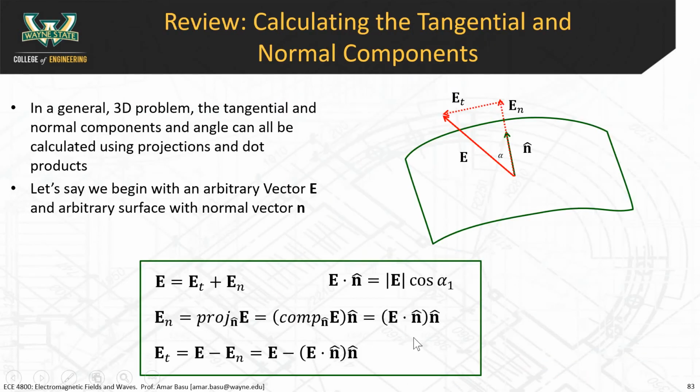I'm just putting this slide up here. I have this in the notes, so that's just a review of how you calculate the tangential and normal components. We won't spend time on it right now because I'm assuming that you already recall how to do it. But this is a slide from before.